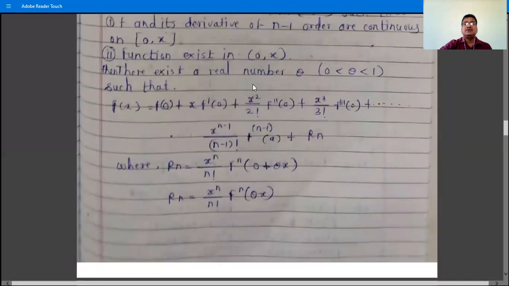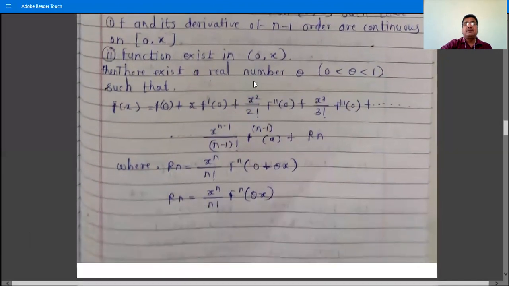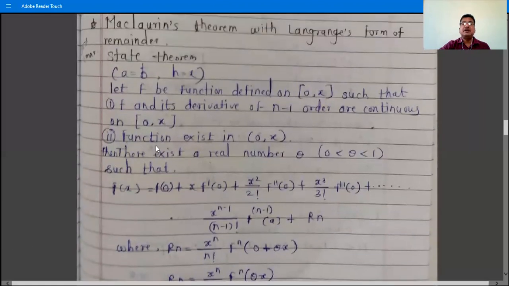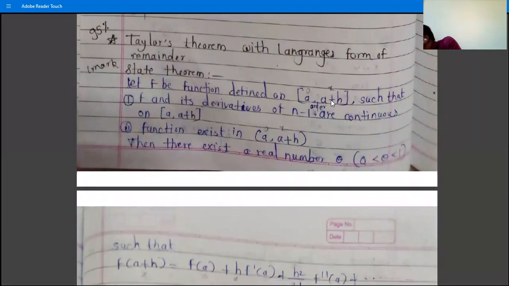Then there exists a real number theta, less than 1 and greater than 0, such that the same statement holds, just write a as 0 and h as x. The function f raised to n is differentiable in the open interval, the second condition.